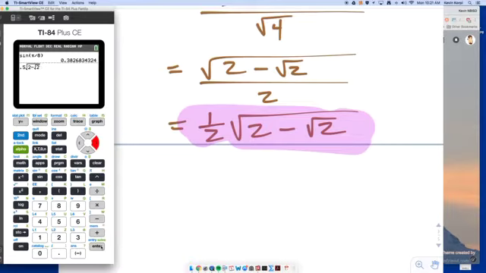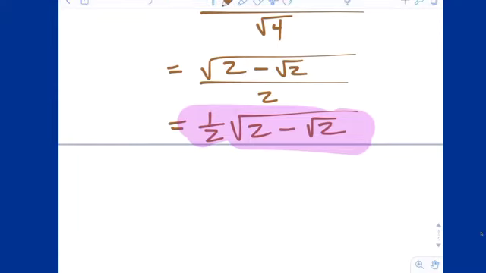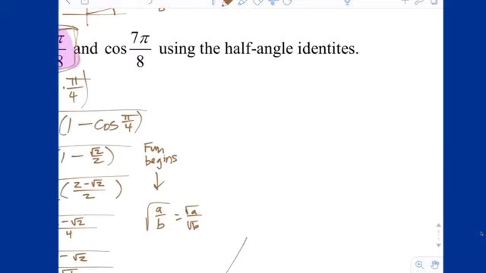If I hit enter, it should be the same, right? Oh, yeah, it is. It's exactly the same. I think that deserves a little round of applause. That's pretty awesome. Clapping for math.